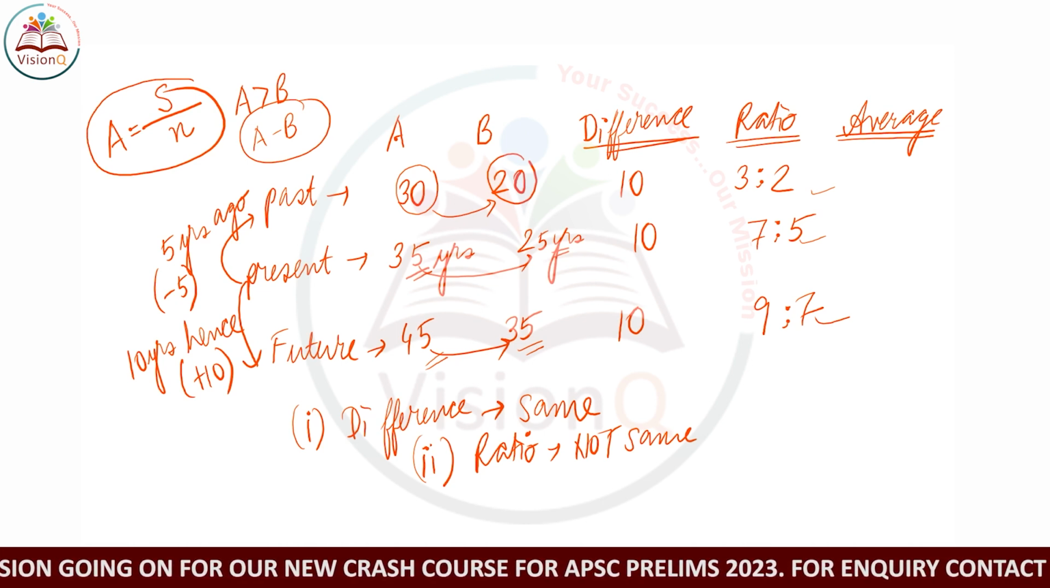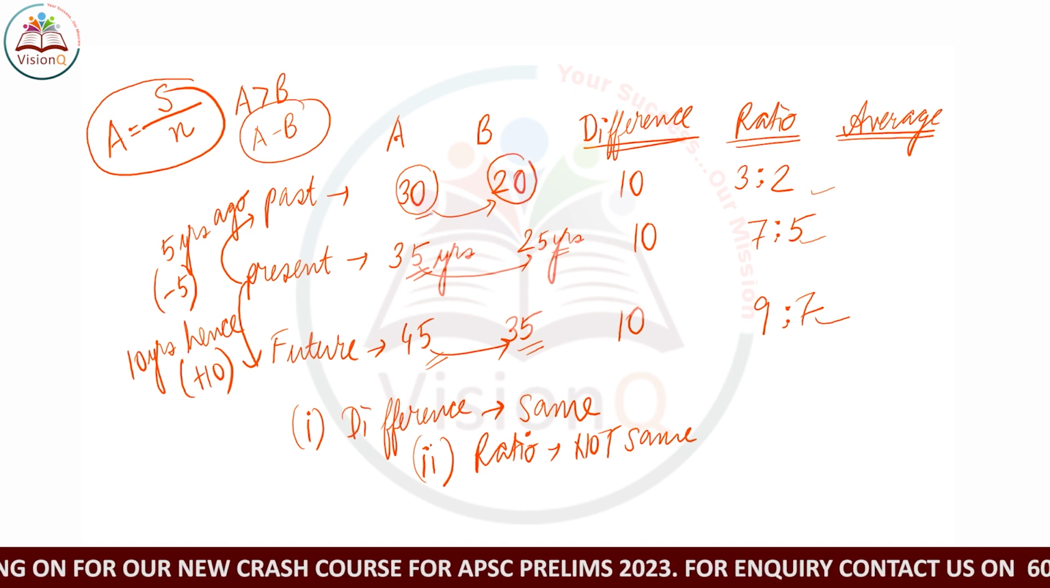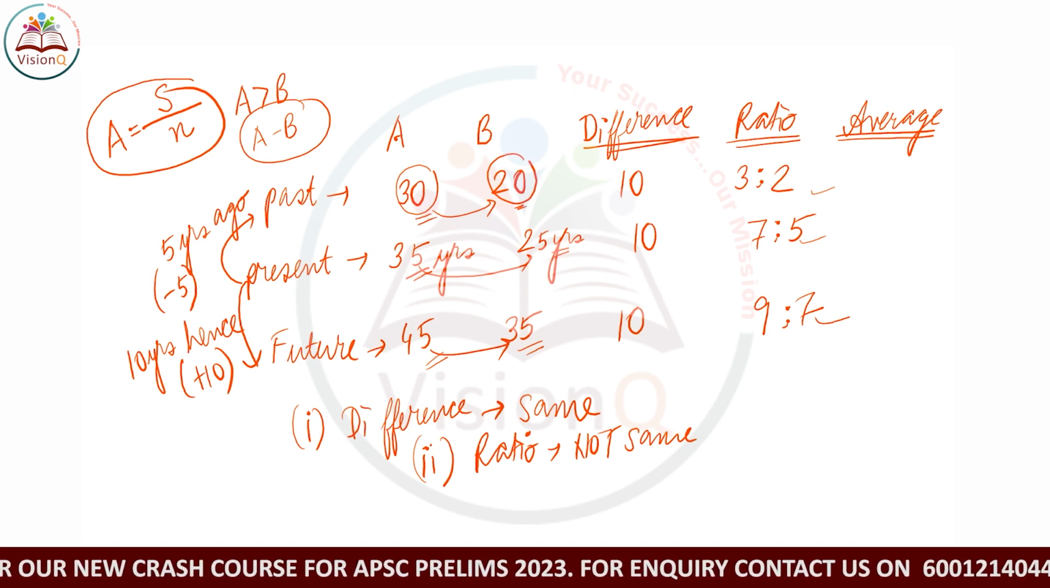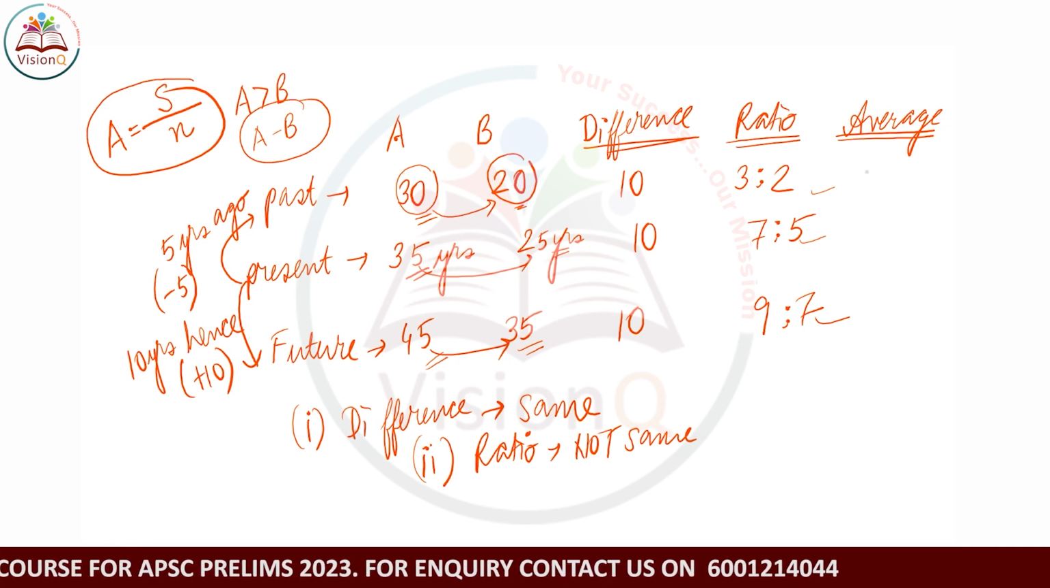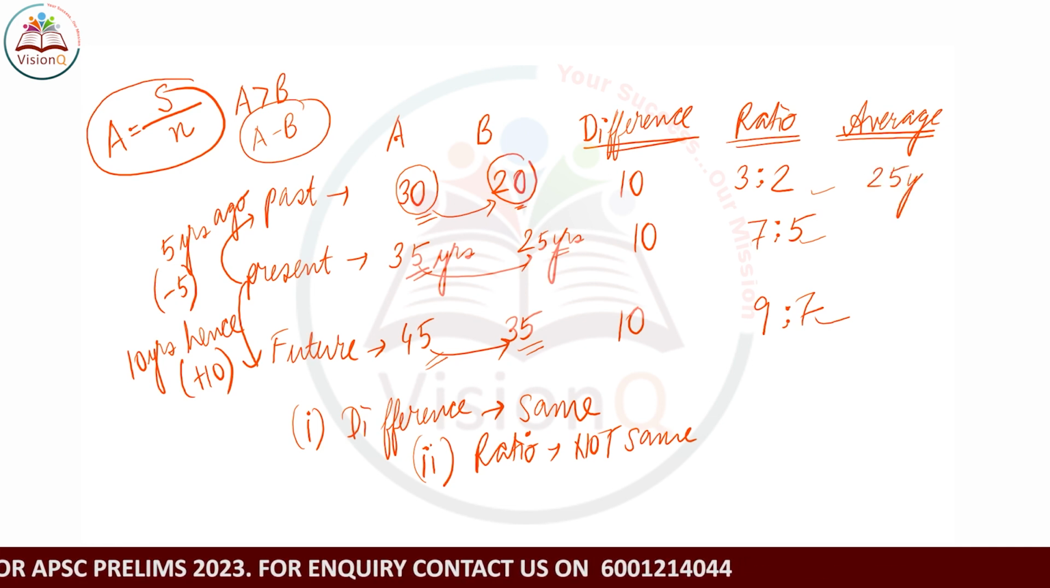Now to find out the average in the past, it is 30 plus 20 by 2. So 30 plus 20 is how much? 50, and 50 divided by 2 is 25 years. So this is the average of their ages in the past.